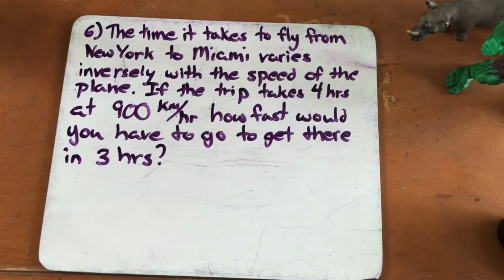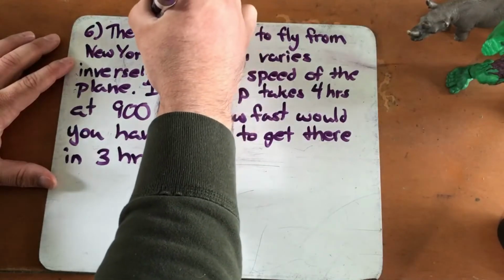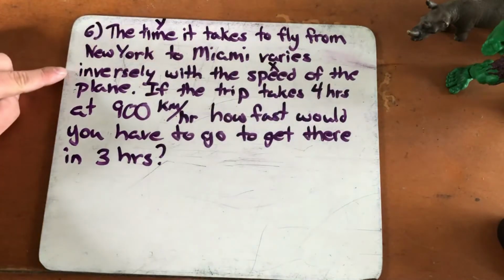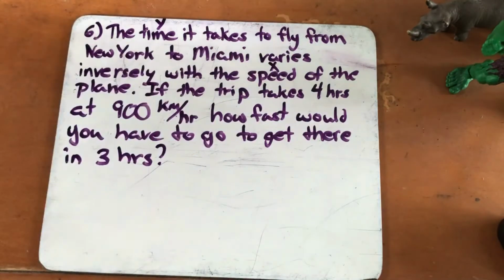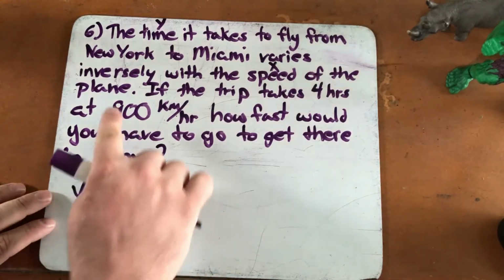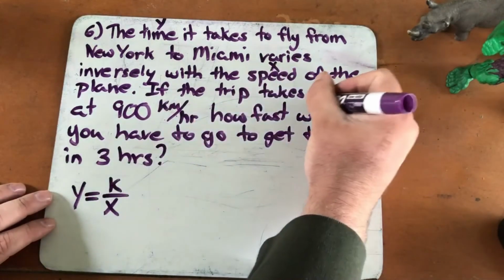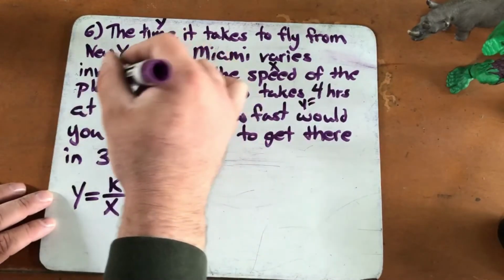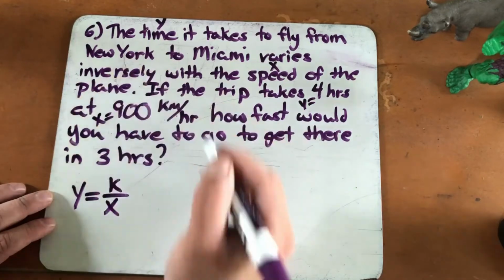And the last problem I'm going to look at is we're told that the time it takes to fly from New York to Miami varies inversely with the speed of the plane. So time is going to be my Y value and speed is going to be my X value, because the time comes before varies inversely, and speed comes after. We already know that it varies inversely because Y equals K over X. So I'm going to use the values it gives me. If the trip takes 4 hours, this is my Y equals, because that's time, at a speed of 900 kilometers an hour. That's my X because it is a speed.